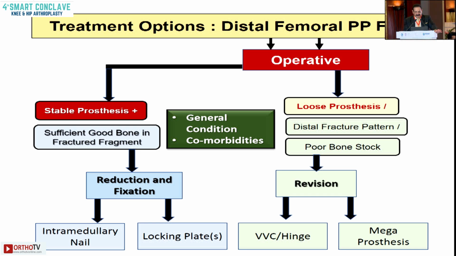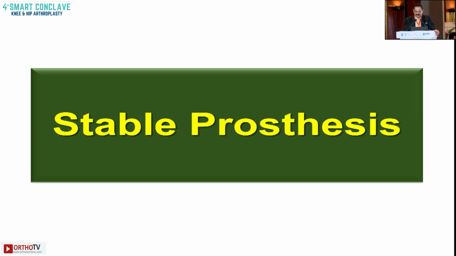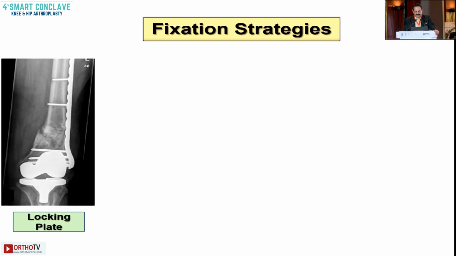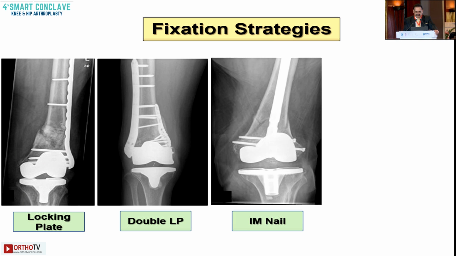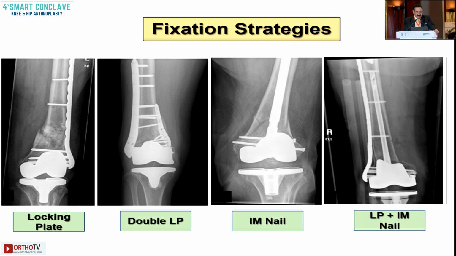But in all these situations, keep in mind general condition and comorbidities, how far we can go in big surgery. With a stable prosthesis, one can use a locking plate, single locking plate or double locking plate, or an intramedullary nail if there is a box, or a locking plate plus intramedullary nail.